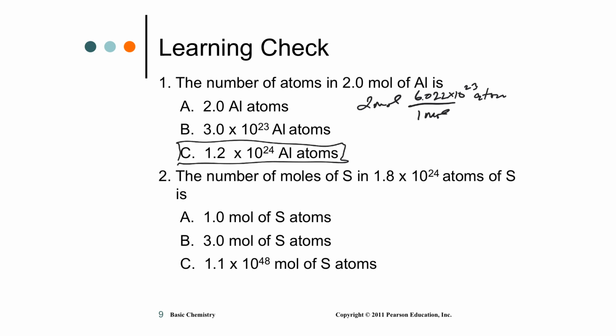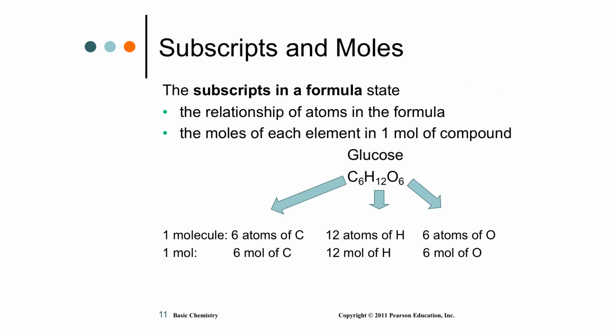How about number 2? The number of moles. Okay, so I've got 1.8 times 10 to the 24 atoms. I want to get rid of atoms. In 6.022 times 10 to the 23rd atoms, I've got 1 mole. Okay, so I'm going to divide that out. I need a calculator, sorry, can't do that in my head. 1.8 times 10 to the 24 divided by 6.022 times 10 to the 23rd, 2.989. Okay, so that's 3 moles.